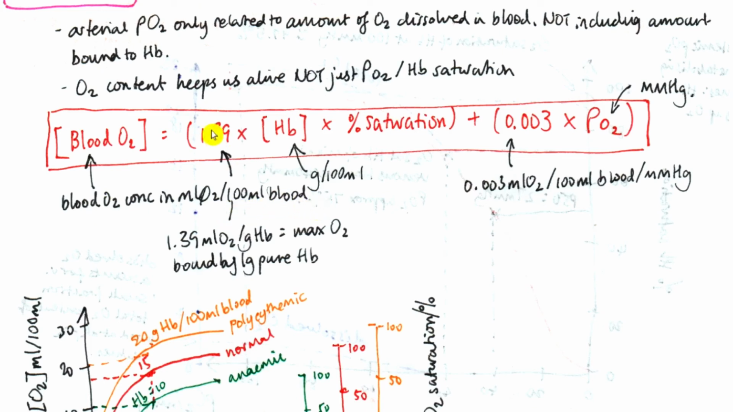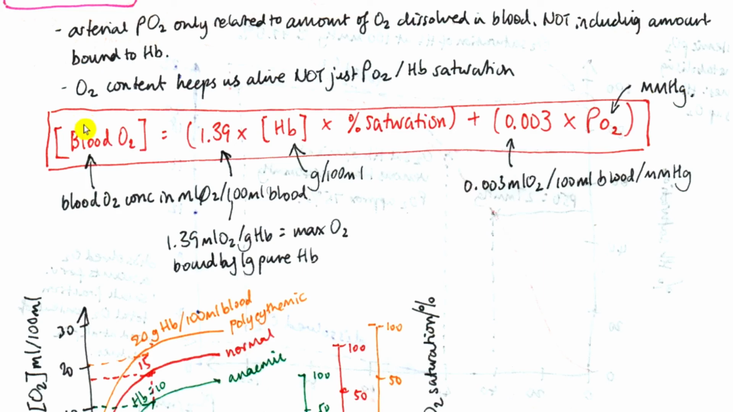1.39, where does this come from? So it's the fact that 1.39 milliliters of oxygen per gram of haemoglobin associates. So this is the max oxygen amount bound by 1 gram of pure haemoglobin. And haemoglobin in grams per 100 milliliters times the percentage saturation, plus this 0.003 comes from the fact that 0.003 milliliters of oxygen binds per 100 milliliters of blood per millimeter of mercury. And now we're timesing the partial pressure of oxygen in millimeters of mercury, so that gives us the total blood oxygen content.